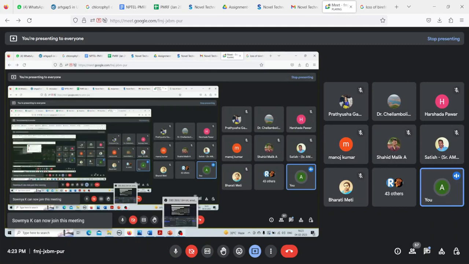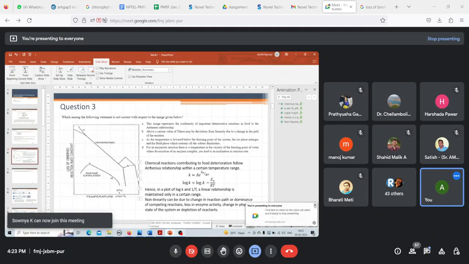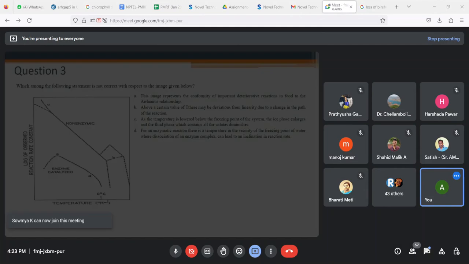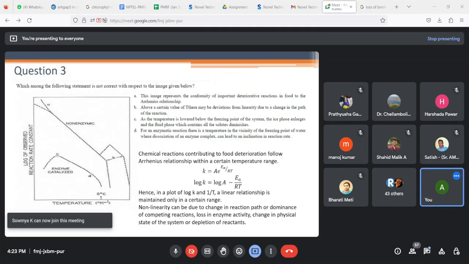Are you guys aware of this? Are you able to understand this? That when you plot log K and 1 by T, you will get a linear relationship.